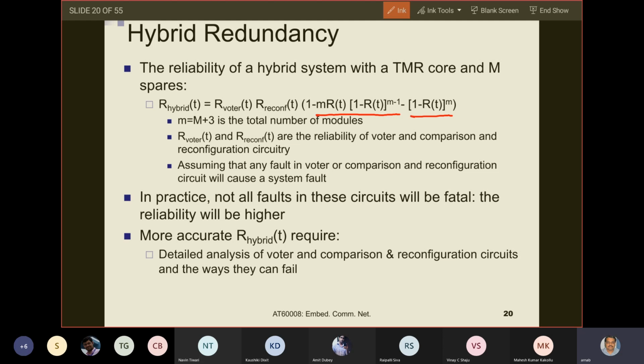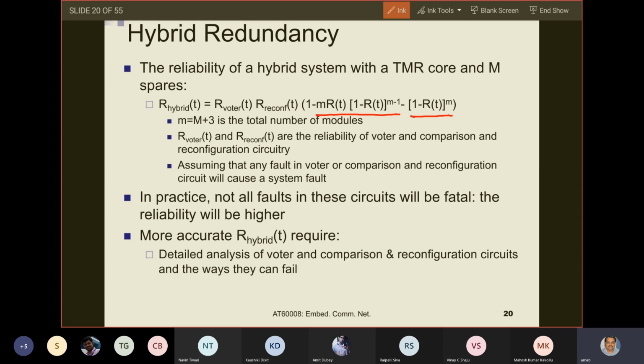Now this part somebody has to tell me. What is m into RT into 1 minus RT to the power m minus 1? Tell me. What does this tell me? The modules failing together. One, but not all modules. Yes, sir, one module will fail. Any one of the m modules will fail. It is the probability that any one of the m modules will fail.